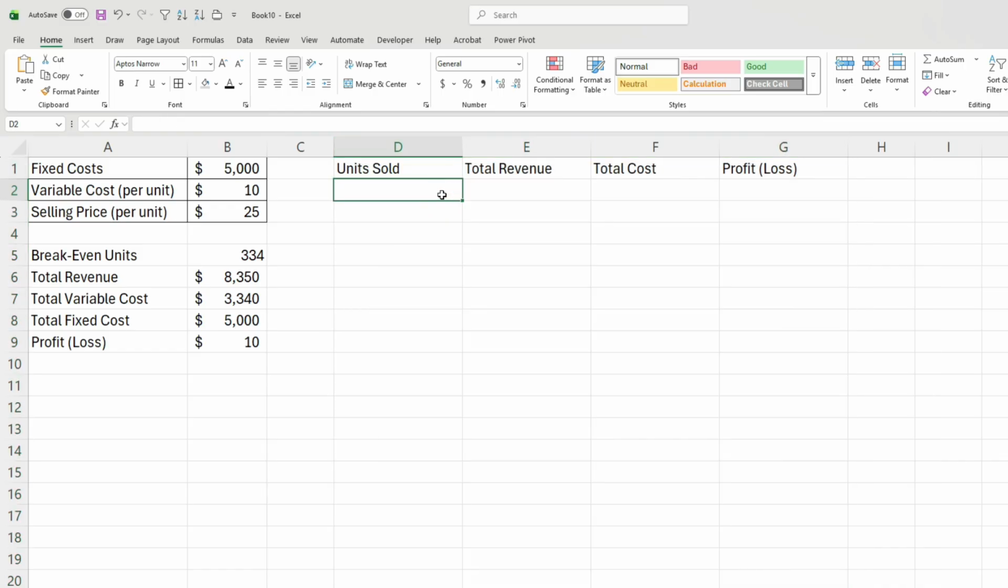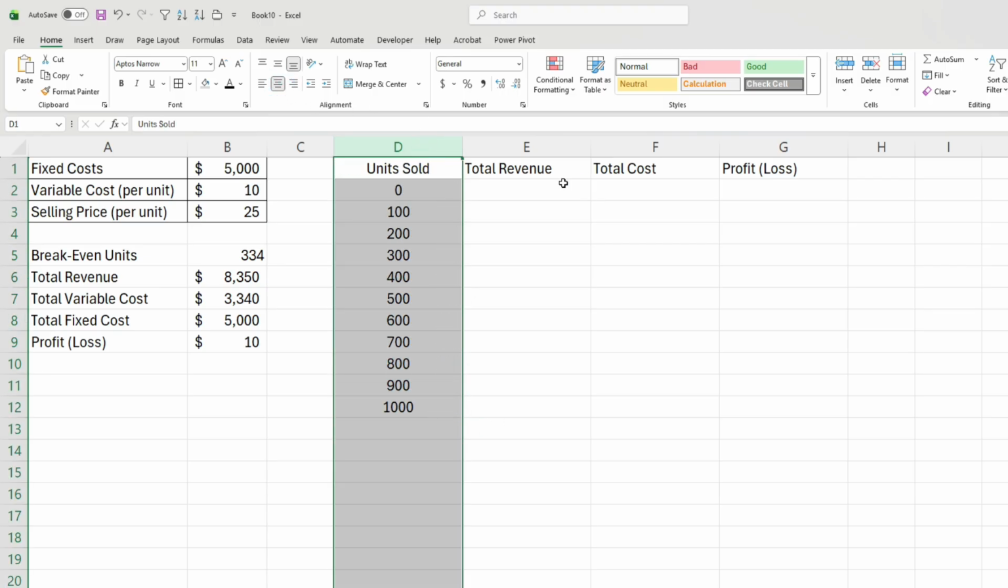So I'm going to start with just 0 units, then 100, 200, 300. And Excel can actually fill in the rest of this series for me. As you can see, it's going to figure out the pattern that I'm doing, which is incrementing by 100. So those are the units sold.